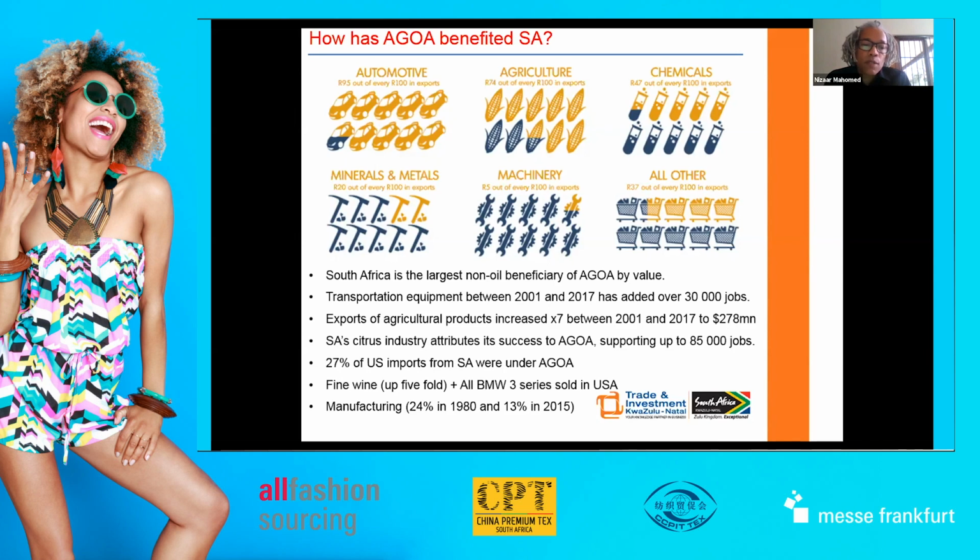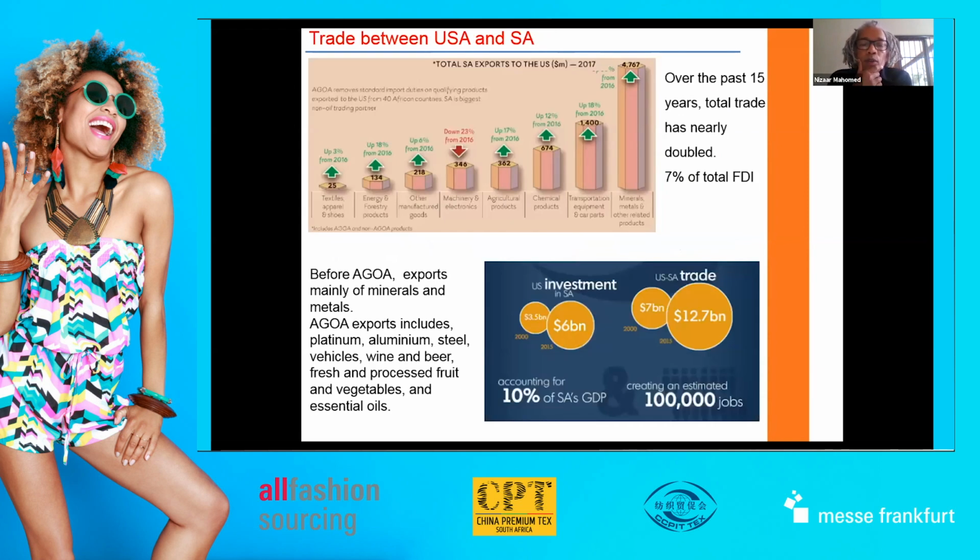Also, you look at, for instance, things like the BMW 3 Series, the bulk of which is made in South Africa and sold in the USA. So that's a boon for our auto sector. And just to take this even further, looking at the trade relationship between South Africa and the USA, over the last 15 years, that's the length of AGOA's lifespan, total trade between the two countries has nearly doubled.